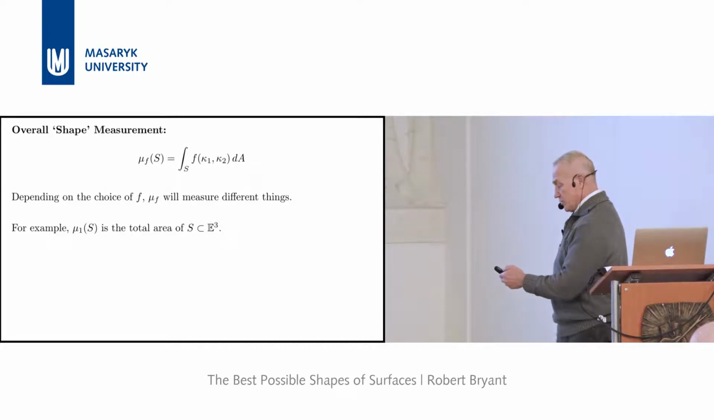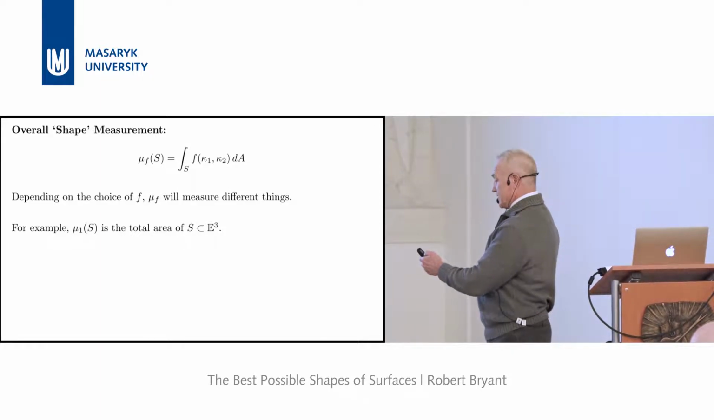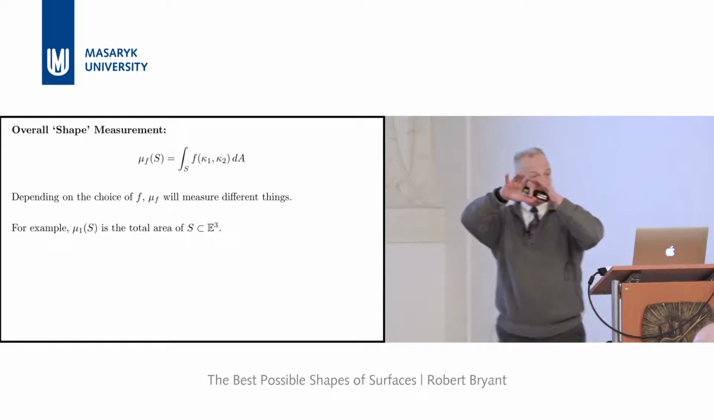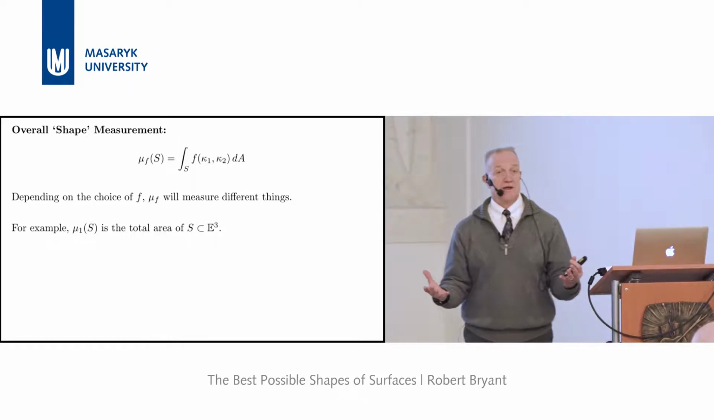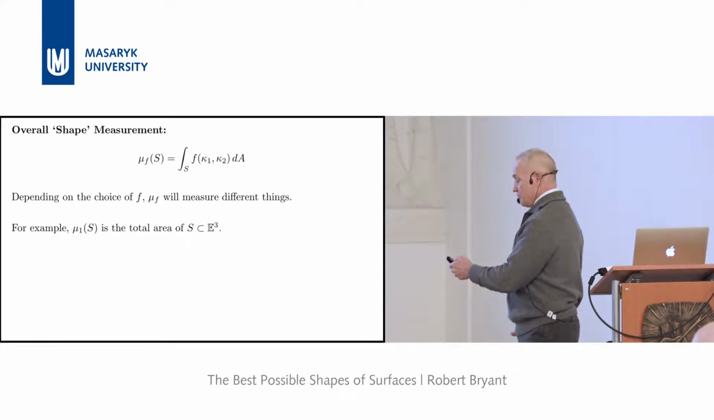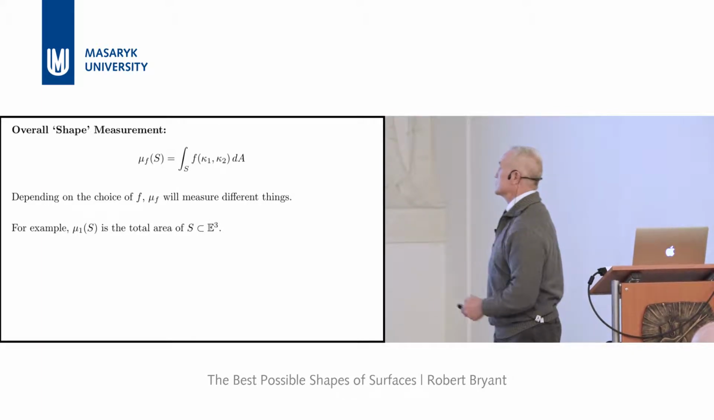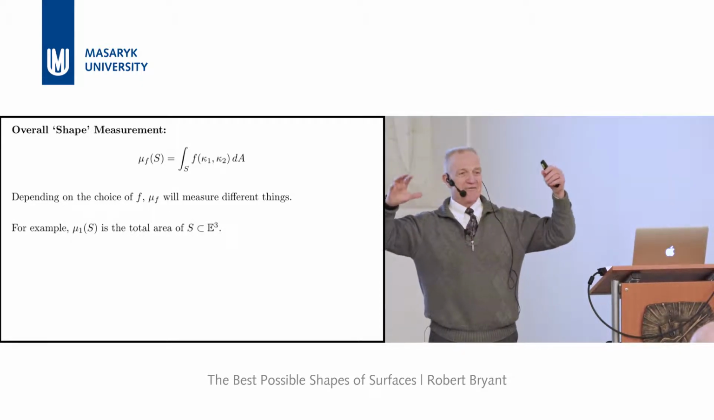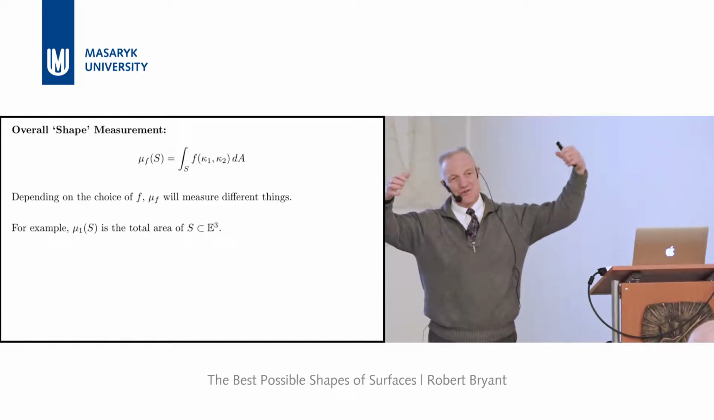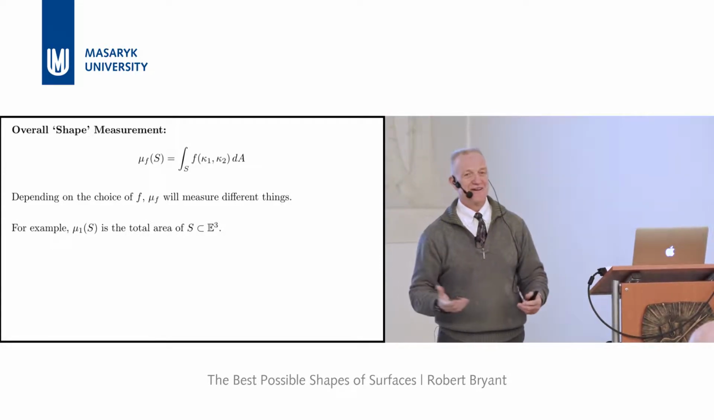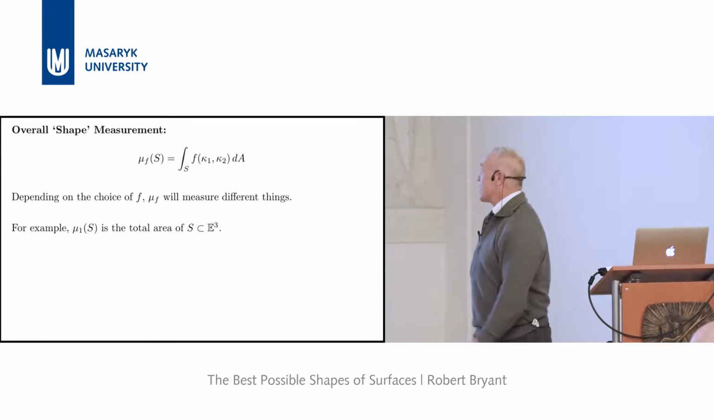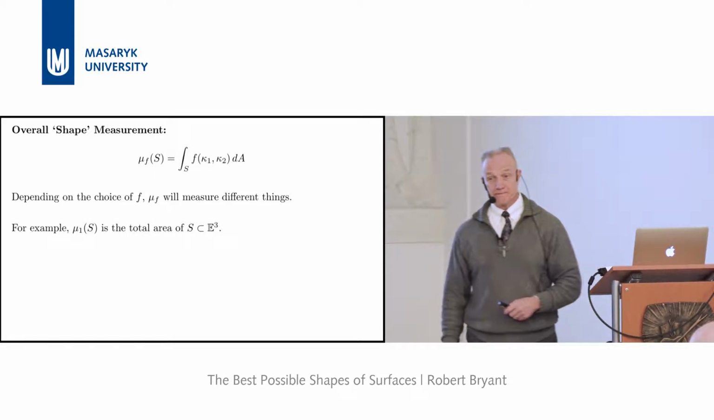A naive thing to do would be, for example, to take the function to be 1. If you just put a 1 here, then you're just integrating over the surface the area, which basically just adds up the total area of the surface. And so in that case, the mu of 1 is the total area of the surface. And that doesn't really tell you much about the shape, right? You can have a surface of fixed area and you can dent it in and it'll still have the same area. That's not going to control the shape very well. And so that's not going to be a very good measure of shape for us.